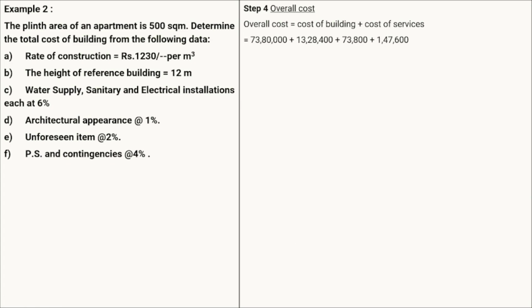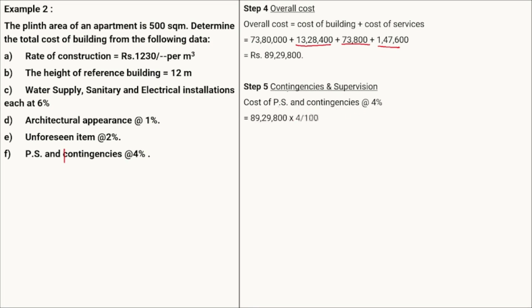For the water supply, sanitary and electrical construction, it is given as 1328400, and for the architecture, which is 73800, and unforeseen expenses it is equal to 147. So addition of this will give us the overall cost. So now the contingencies is given. Contingencies should be taken on the overall cost. So contingencies are given as 4%. So 4% of this particular 8929800 will give us the cost of the contingencies.